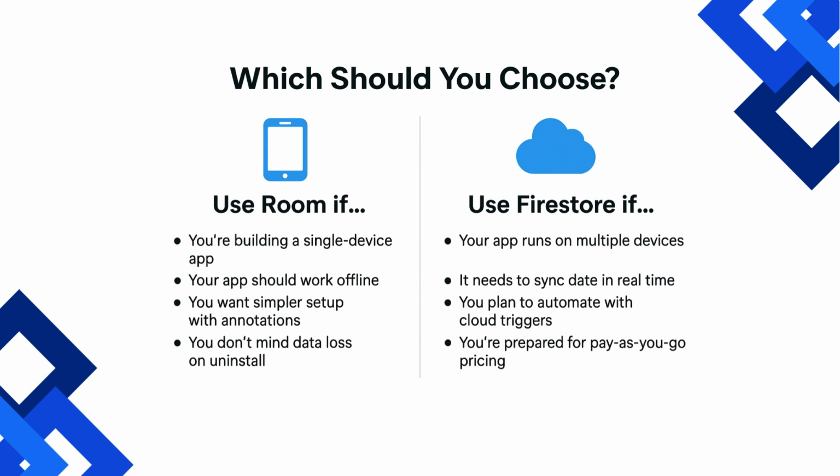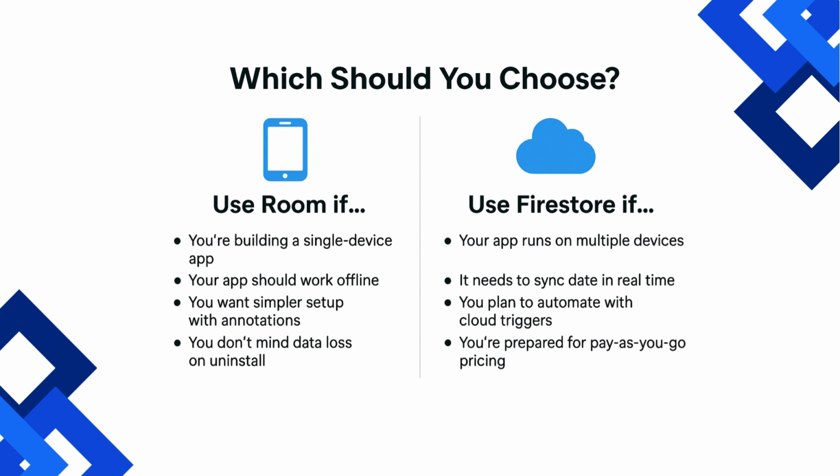You should choose Room if your app lives on one device. If you're building something like a unit converter, a personal journal, in my case I built a QR scanner, or if you're building a single-player app where each user only cares about their own data on that one phone. Also, if you want your app to work 100% offline, no caching hacks or grace periods, imagine a field research app for remote areas or a trip planning tool without any network at all.